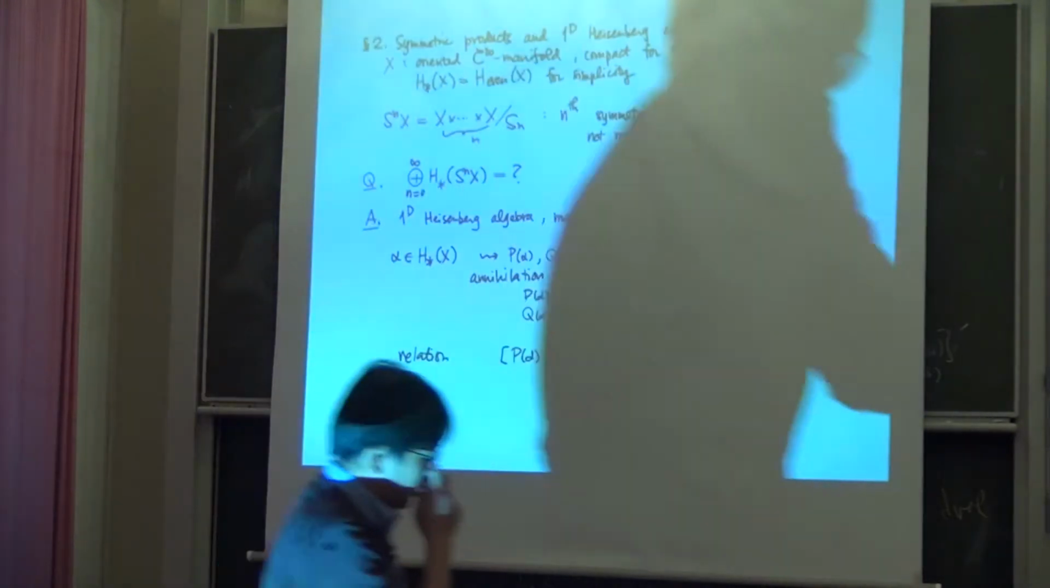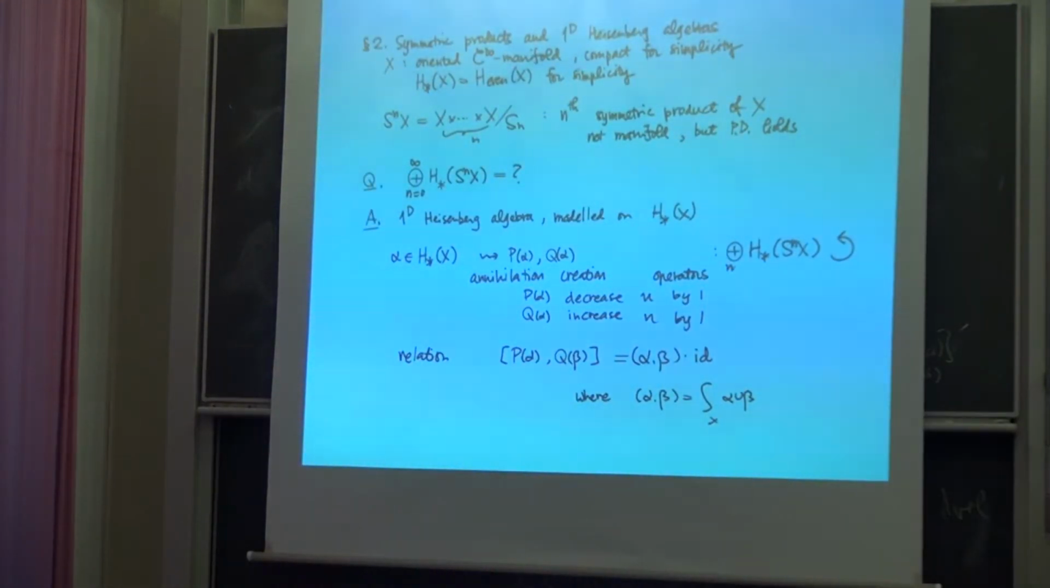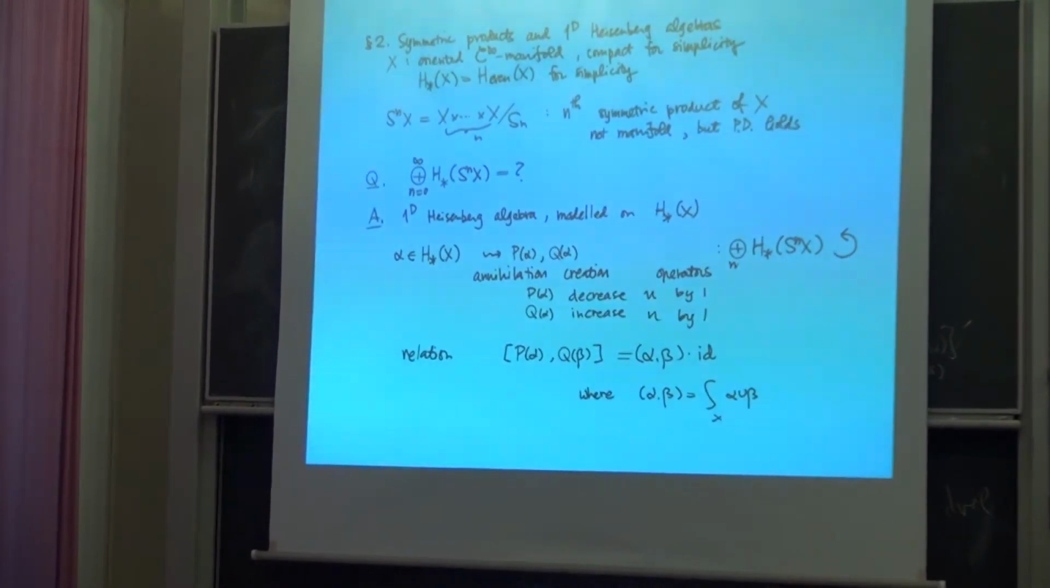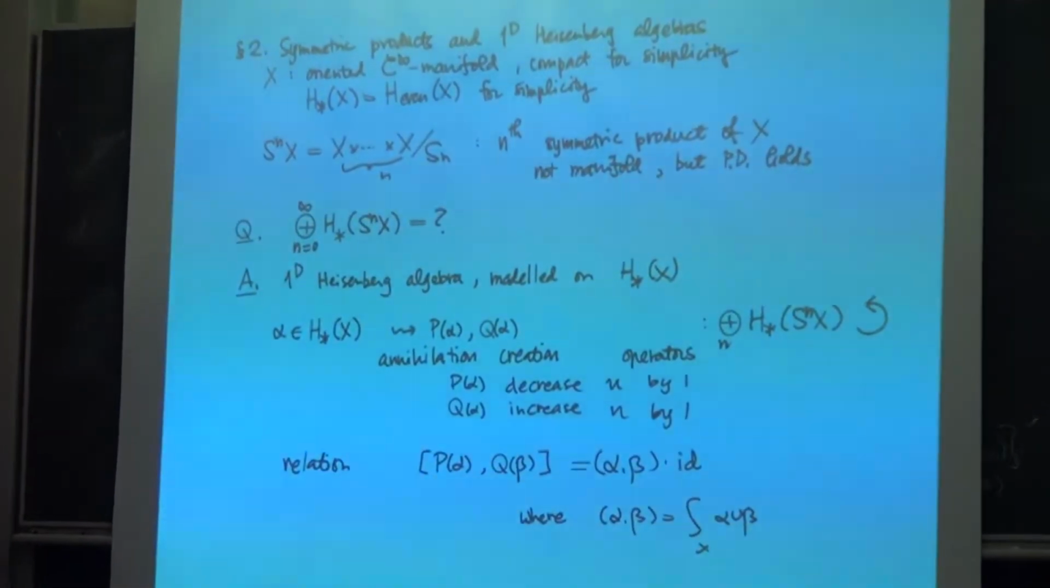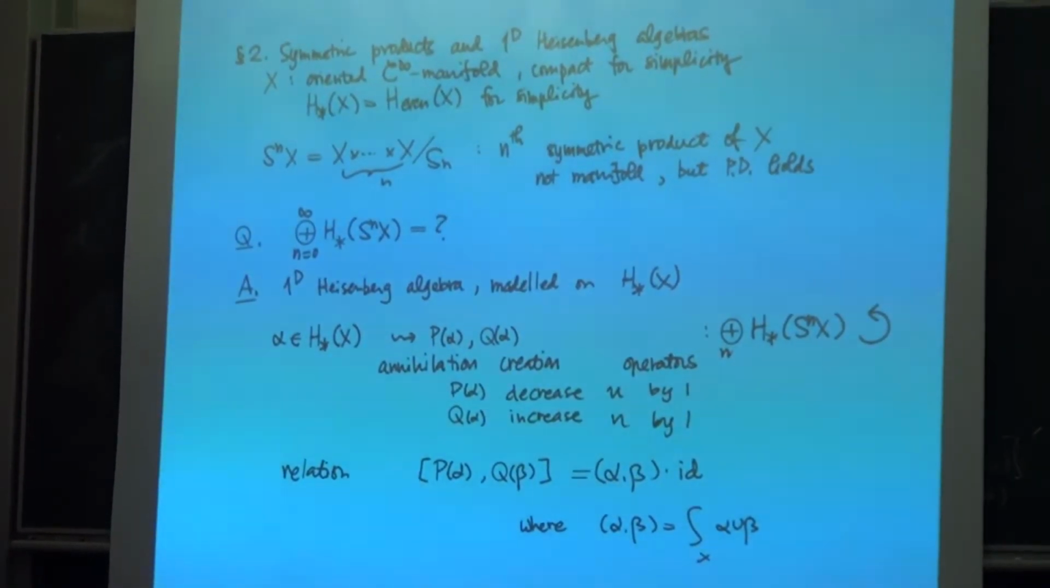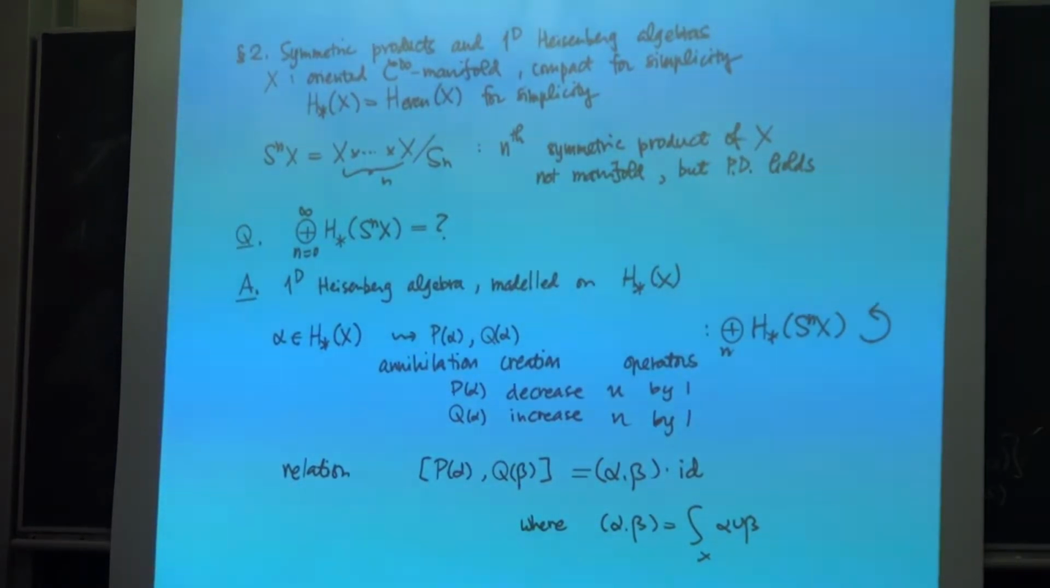And I'd like to construct the next example, which is slightly different, but has a similar flavor. So I consider an oriented C-infinity manifold, and I assume it to be compact for simplicity. For non-compact space, as I mentioned, you must be a little bit careful with Poincare duality. But here I only consider the compact space.